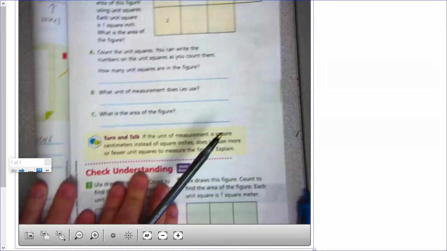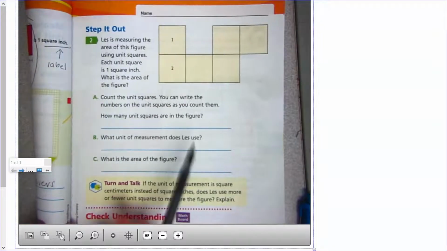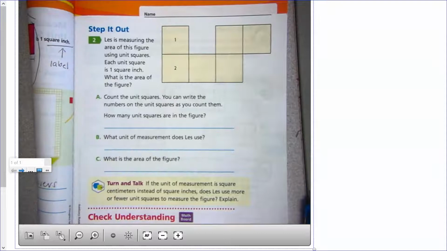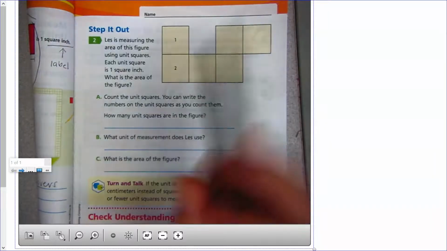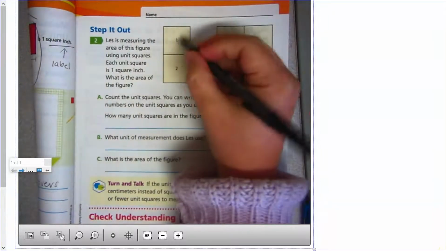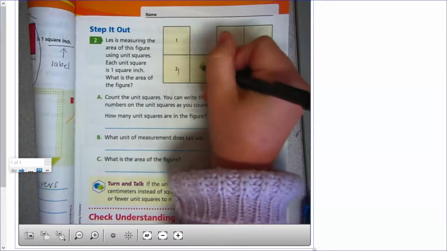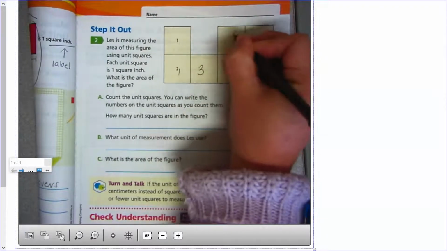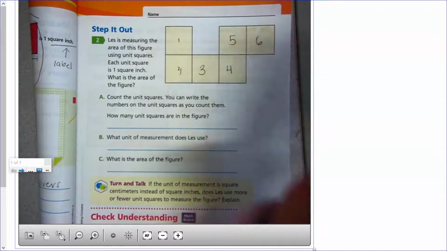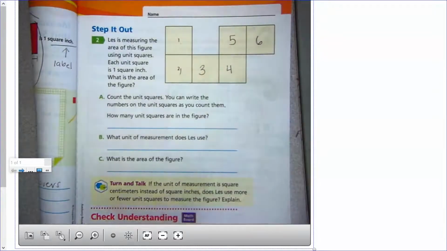So let's look at Step It Out. This is on page 41. Les is measuring the area of this figure using unit squares. Each unit square is 1 inch. What is the area of this figure? So we're going to count the squares. We're going to write our number as we go, just like we've done. 1, 2, 3, 4, 5, 6. All right, that's what A says to do.